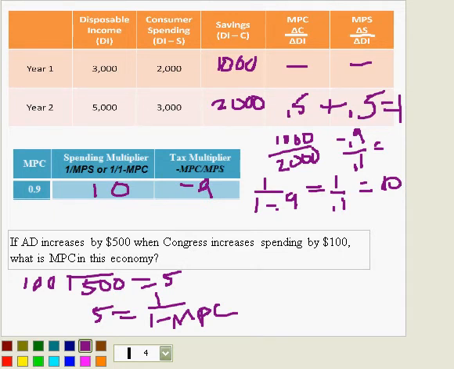For the final problem, all you have to do is simply calculate the tax and the spending multiplier from the data given, multiply the tax multiplier times the change in taxes and the spending multiplier times the change in spending, add those two together, and you'll have the change in GDP.